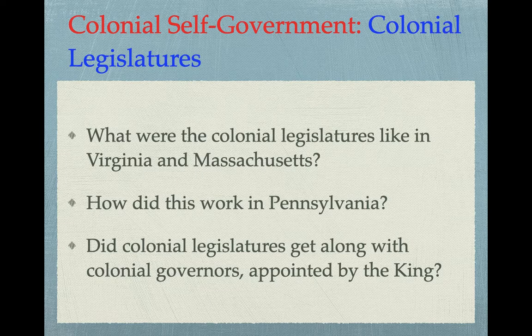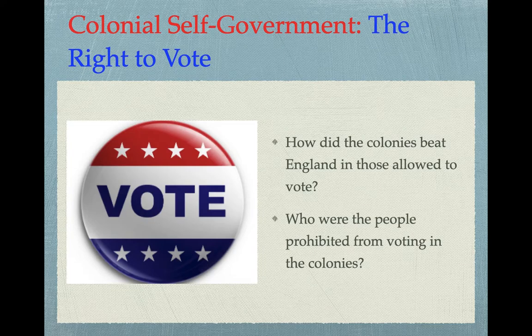Oh, also, okay, so colonial governors, these people are appointed by the king. They represent the king's interests. So your colonial legislators and your colonial governors sometimes butted heads because they had different interests in mind. They wanted different things.